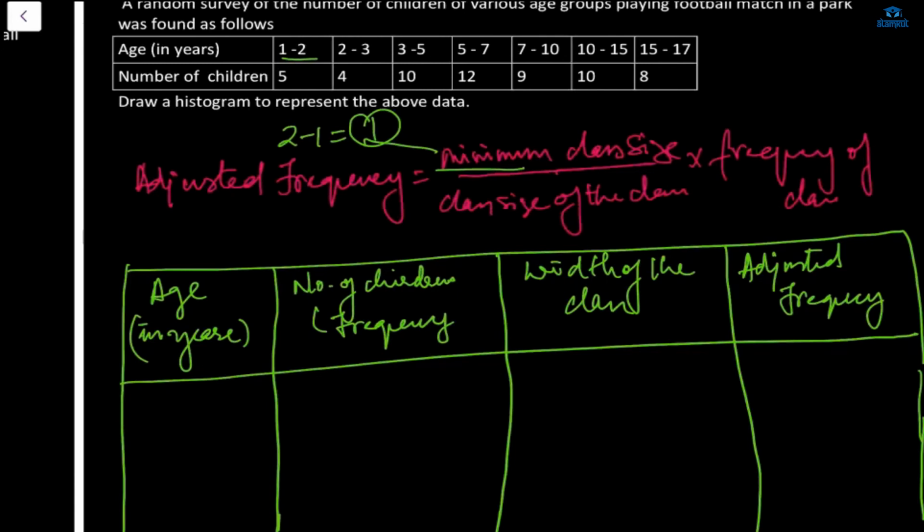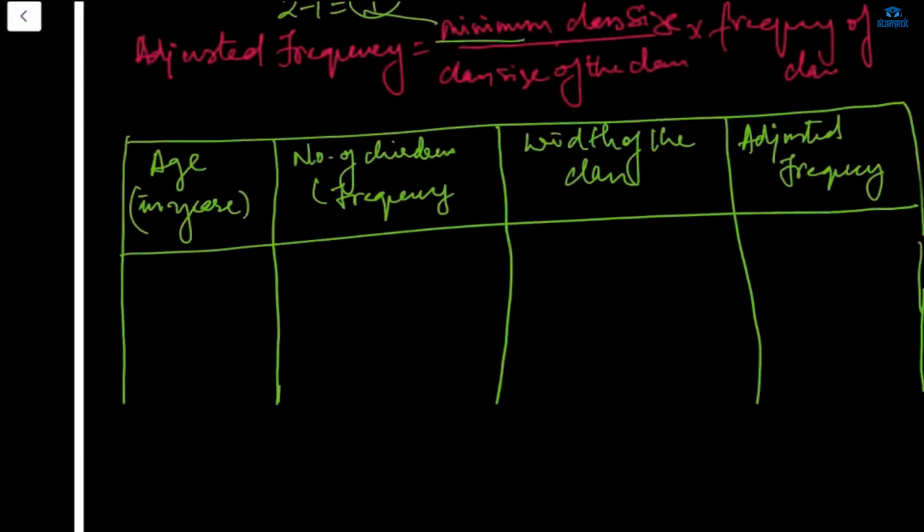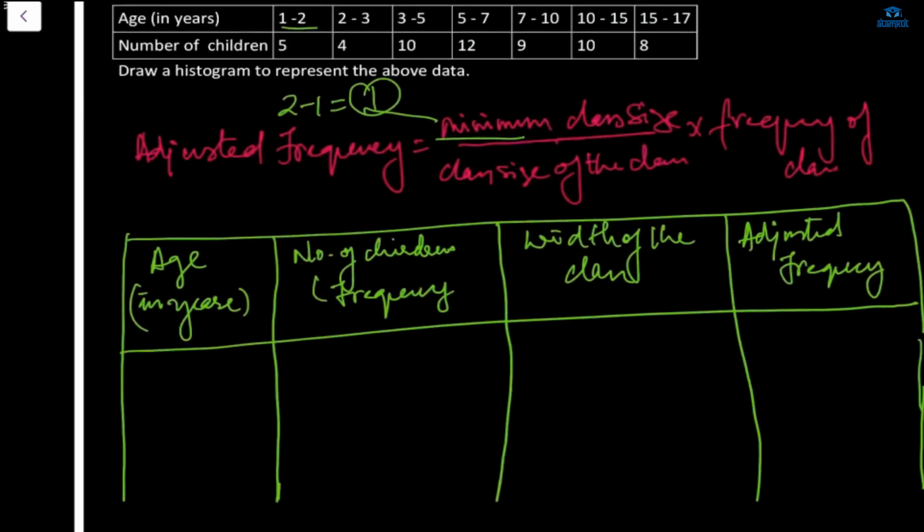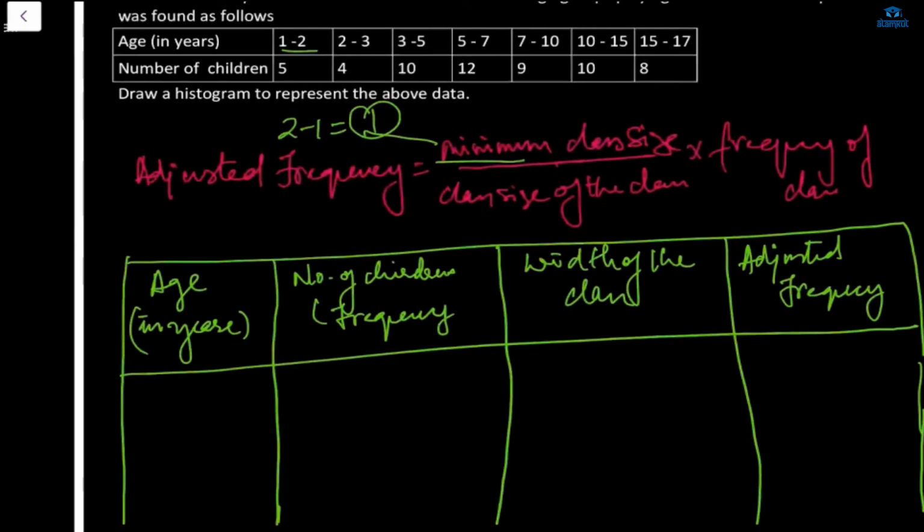And then you can find the class size of each class. This table I have drawn, and you can fill the values in this table. First you write the age, then you write the number of children, that is the frequency, from the given data. Then for each class you write the width of the class, and then you can directly calculate the adjusted frequency. For one of the values I will do it, that is 1 to 2. The frequency is 5, it's given. The width of the class is 1 here, so 1 upon 1 multiplied by 5 will give you 5. This way you can solve it.